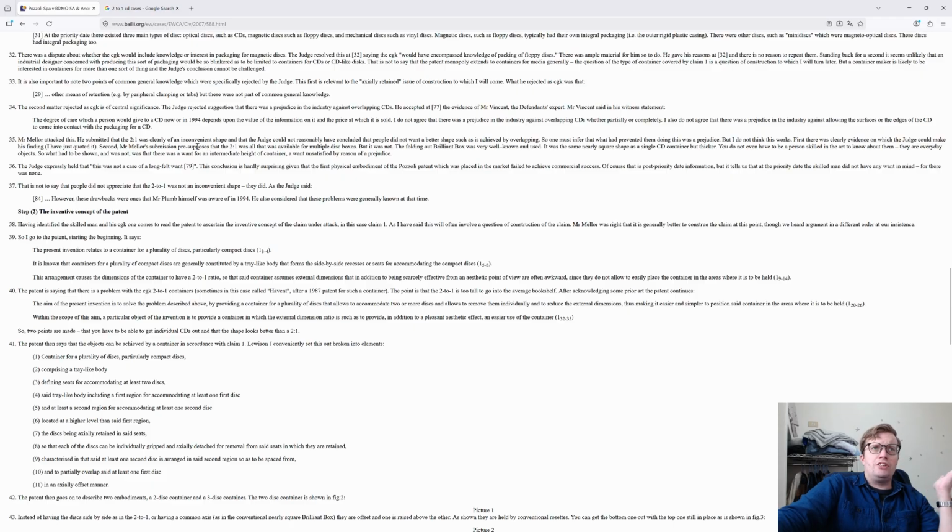They said it was an inconvenient shape, and the judge could not reasonably conclude that people did not want a better shape, such as is achieved by overlapping. So one must infer that what had prevented them doing this was a prejudice. But I do not think this works. First, there was clearly evidence on which the judge could make his finding, which I have just quoted. Second, Mr. Miller's submission presupposes that the 2-to-1 was all that was available for multiple disc boxes, but it was not. The folding out brilliant box was very well known and used.